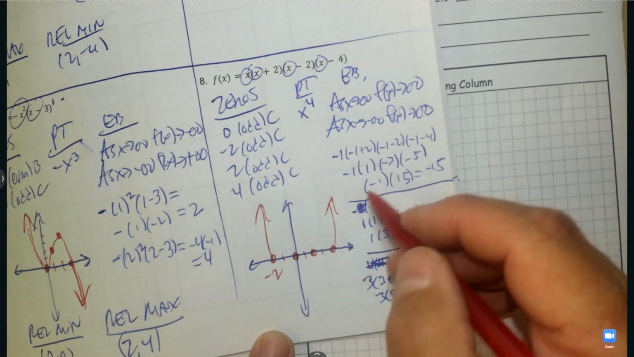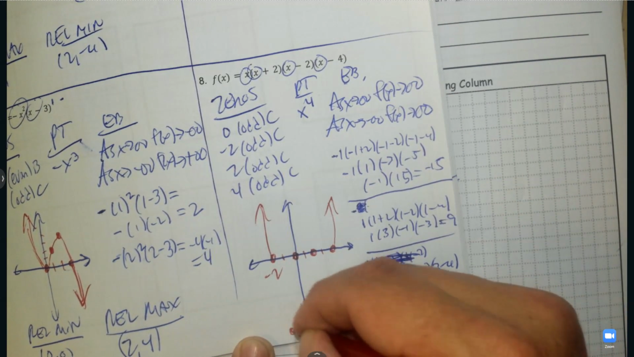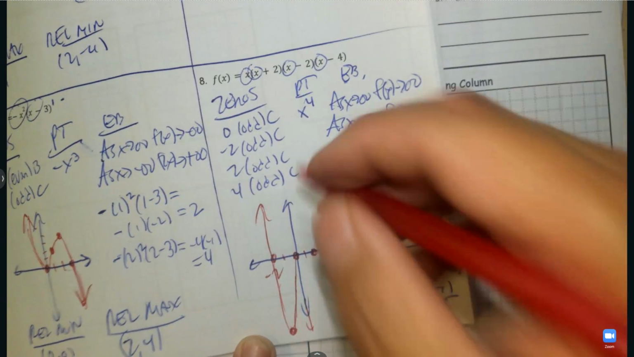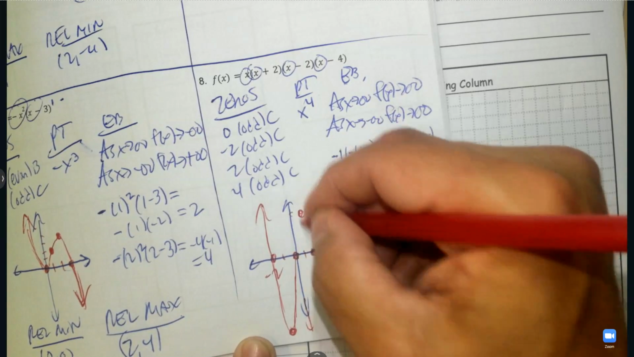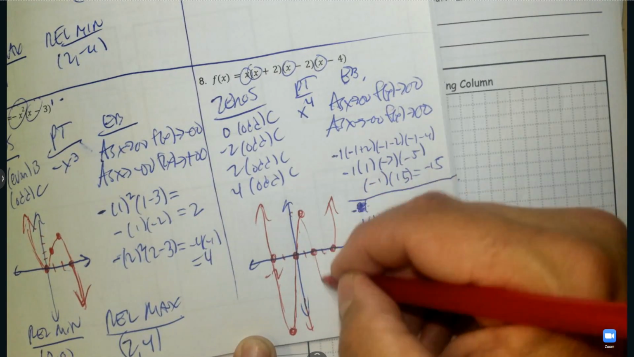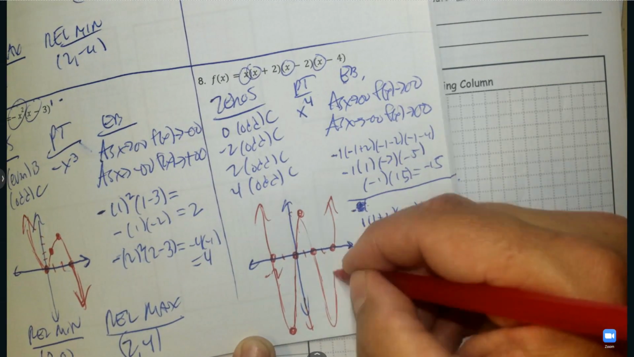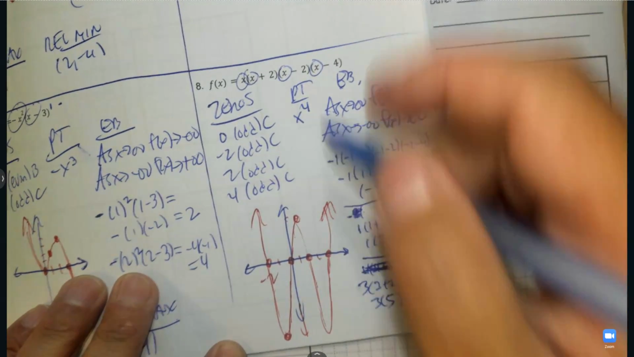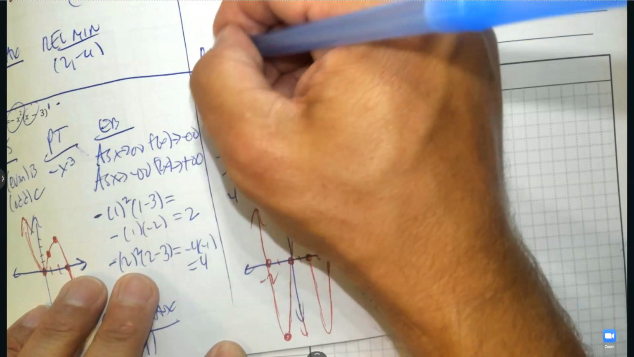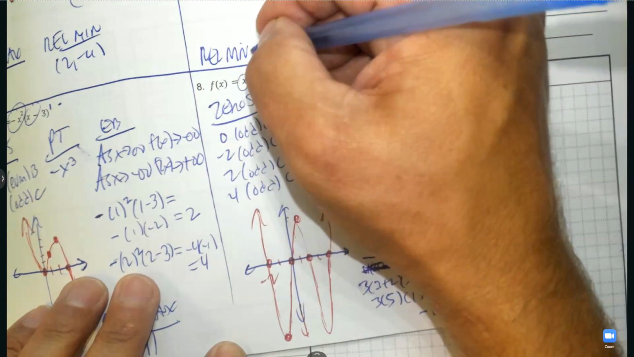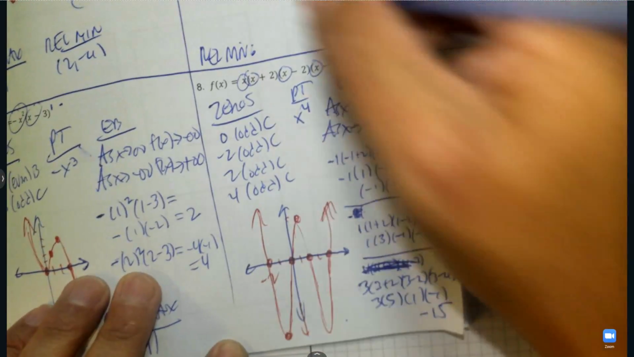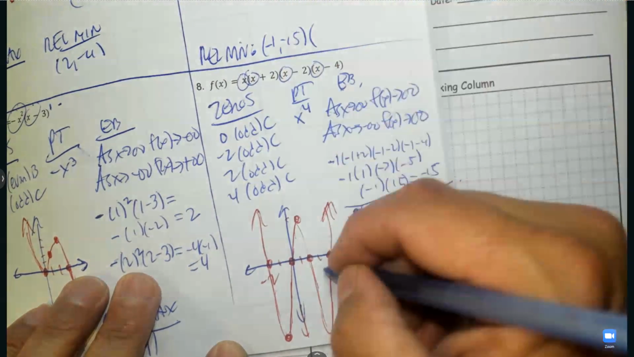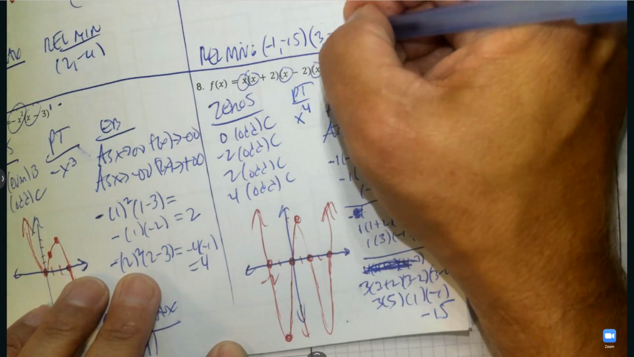So negative 1 and negative 15, we'll put that way down here, connect. Positive 1 gives me 9. I'm going to put that here. And then again, 3 gives me negative 15. So super big W. And then somewhere I'm going to find the relative maximum. I'm going to put it right here. So the relative min, the minimums are at negative 1 and negative 15 and positive 3 and negative 15.